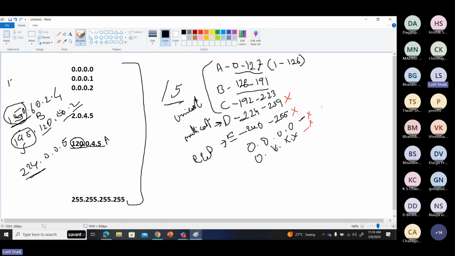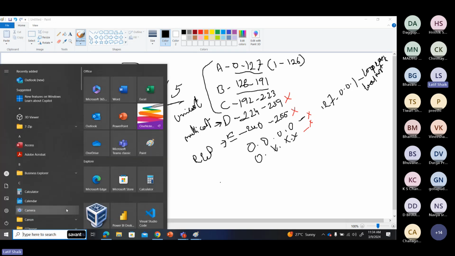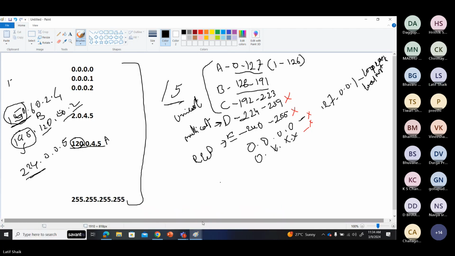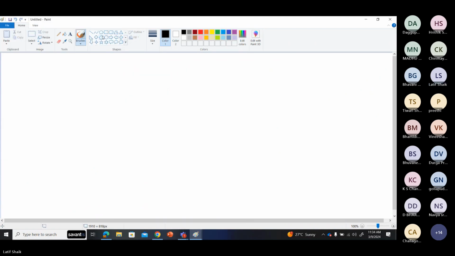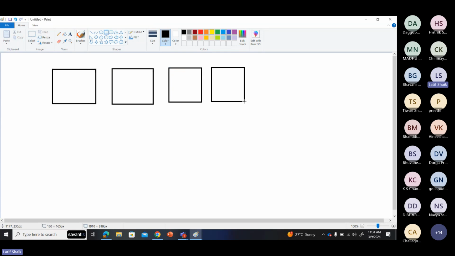Next one is 127.0.0.1. This is called a loopback or localhost address. What is this loopback or localhost address? Let's look at it. I have a system. Listen very carefully, guys.